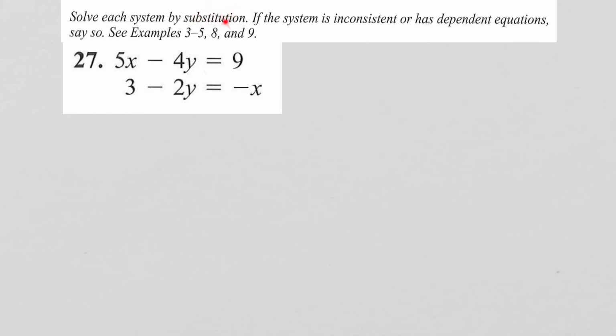Okay, I'm going to solve by substitution. So I want to solve one of these for a variable. X is the easiest one to solve for. So if negative x is equal to this, positive x is equal to a negative 3 plus a 2y. So now I'm going to plug that in here. I have 5 times x, and x is negative 3 plus 2y, minus 4y equals 9.